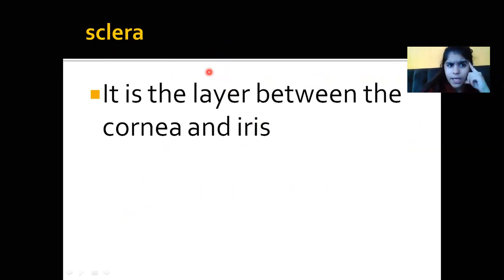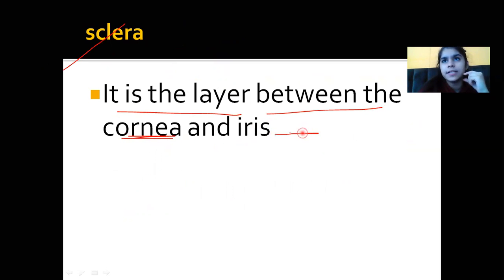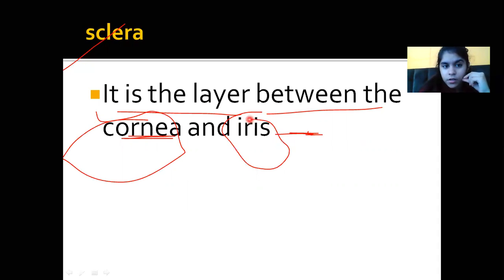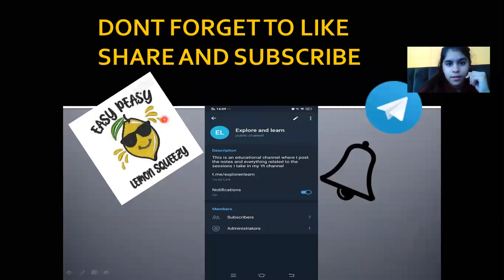And the last topic is the sclera. Now, what is a sclera? It is a layer between the cornea and iris, as I told you. The layer between the cornea and the iris is called the sclera. And we're done with the chapter.